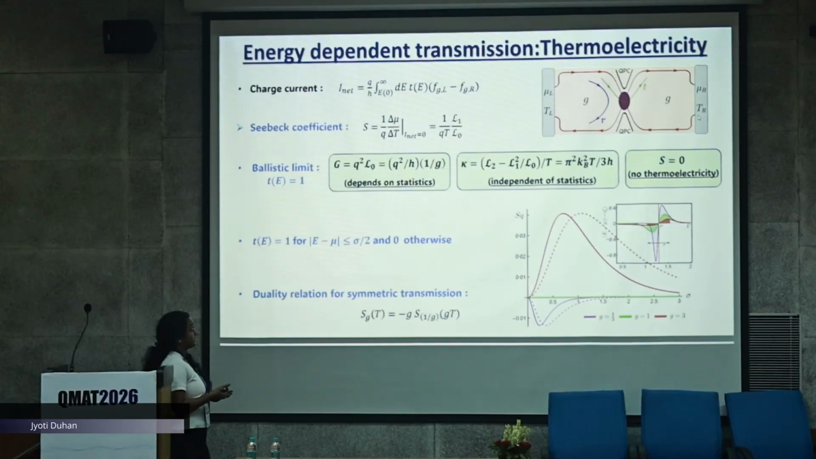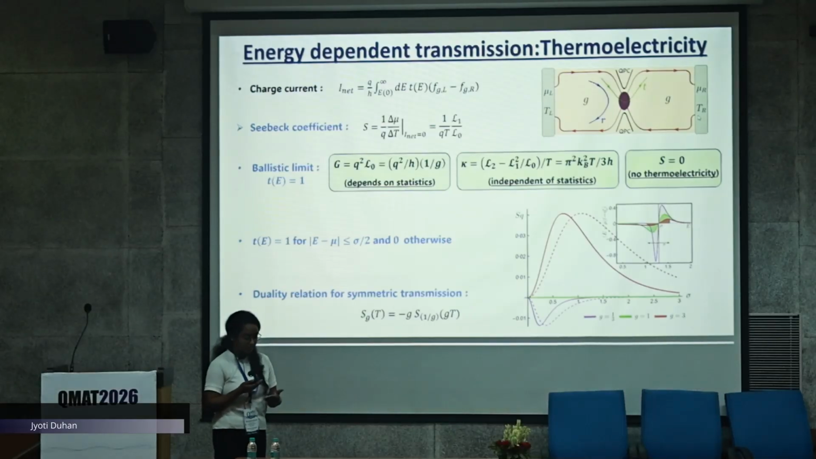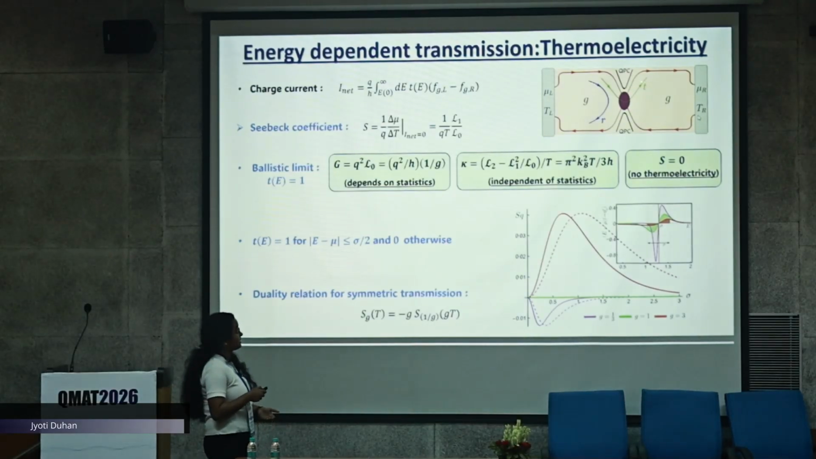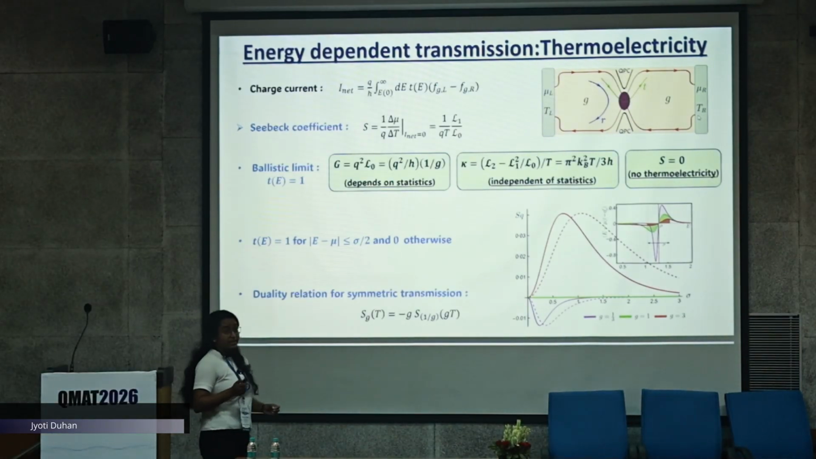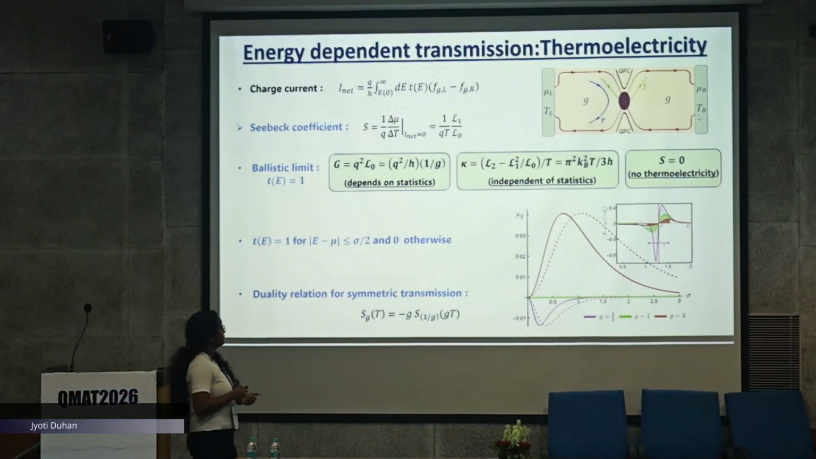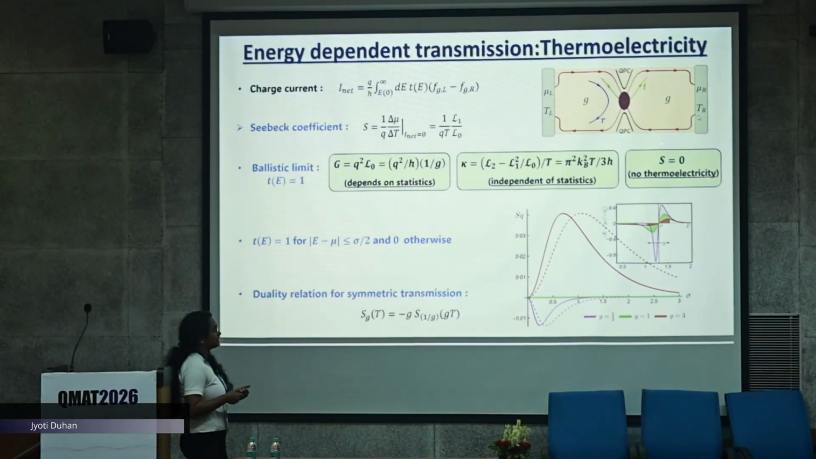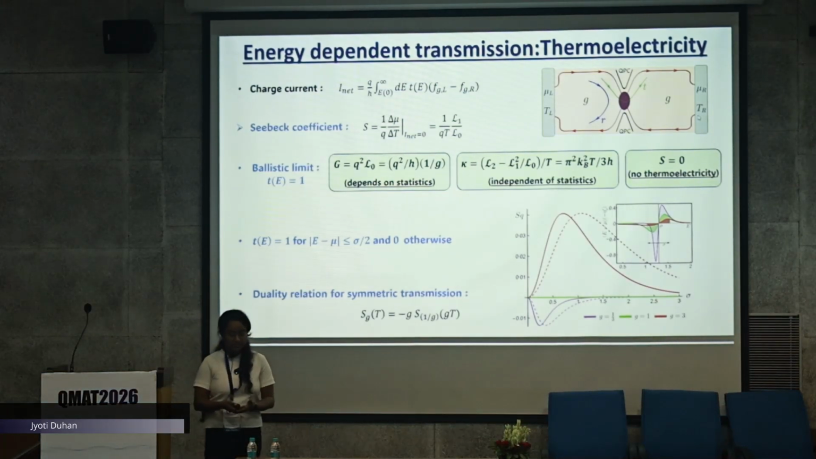So we do a transport measurement in this setup. We have two reservoirs kept at different temperatures and voltages, and in between there is a scattering region defined by this transmission function T. And this is the equation for the charge current from the Landauer-Büttiker formalism, and we do a linear response calculation. To start with, we take the ballistic limit and we see there is no thermoelectricity. So we need to go to the energy dependent transmission function.